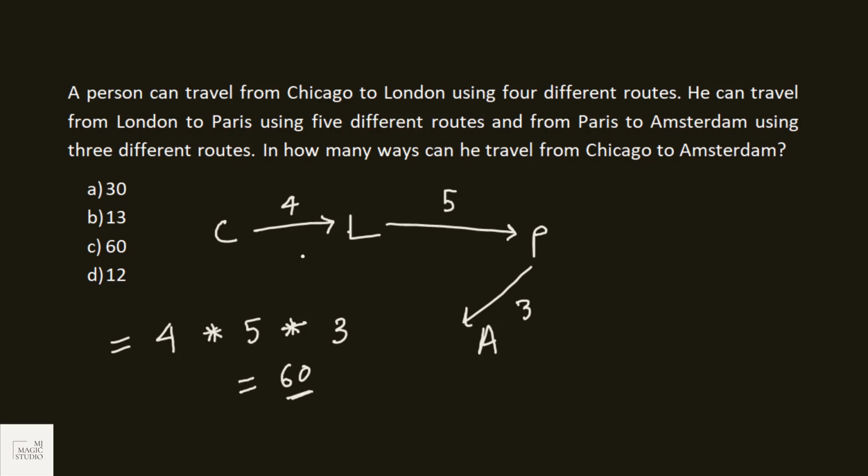Why are we using multiplication? Because here we are using and as the conjunction. From C to L, then, which is a synonym of and as far as permutation is concerned. From L to P, then from P to A. So we are using the multiplication sign. So the total number of ways with which he can travel from Chicago to Amsterdam is 60. Option C is the pick.